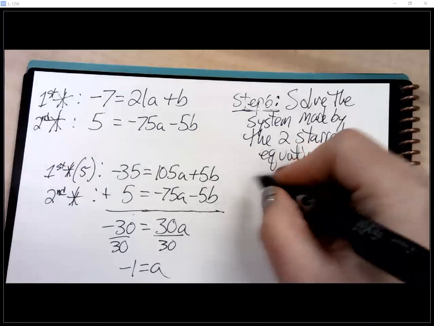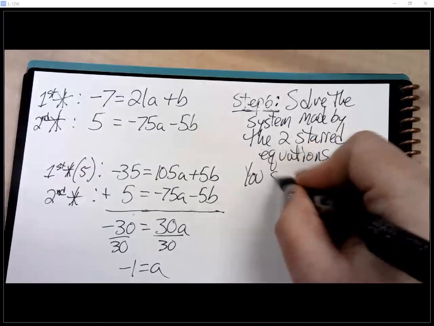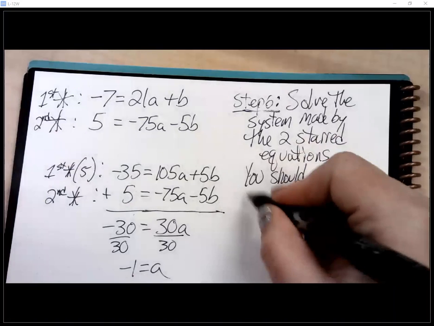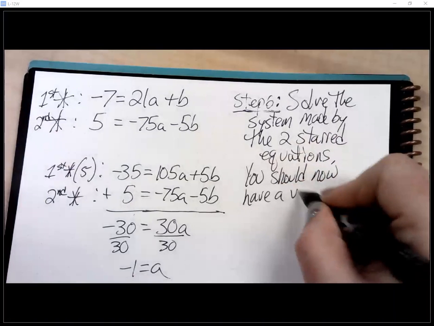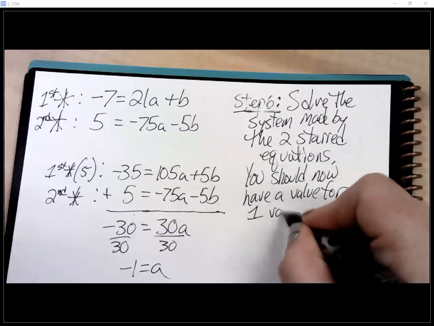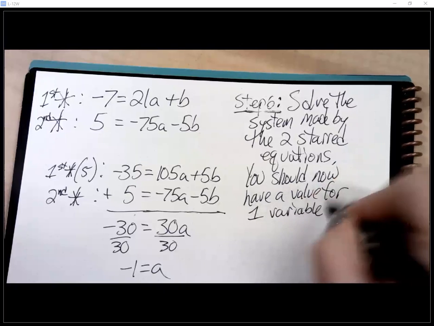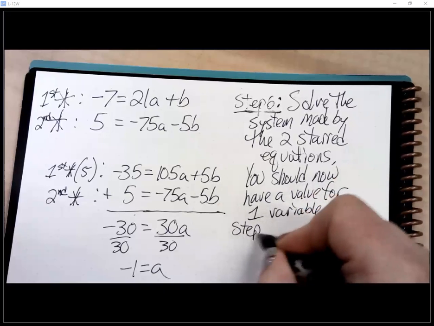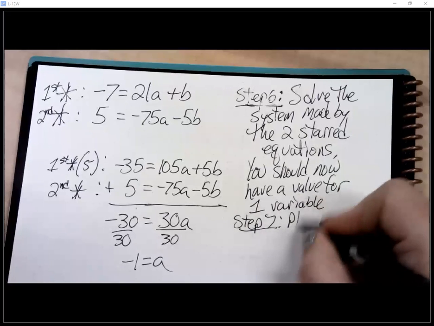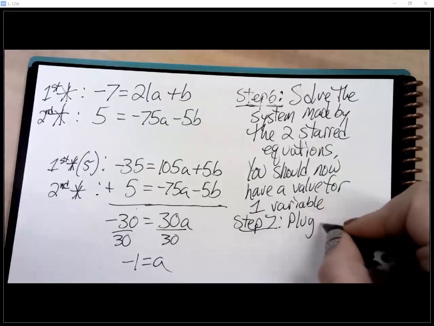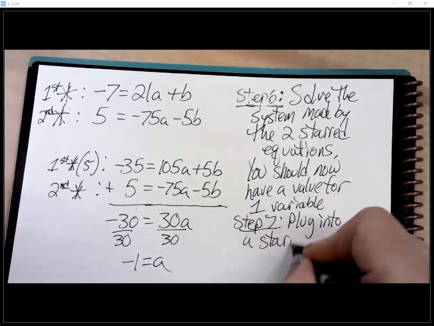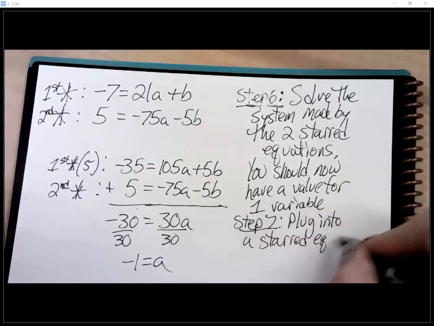You should now have a value for one variable. Step 7. Plug into a starred equation to get a second variable.